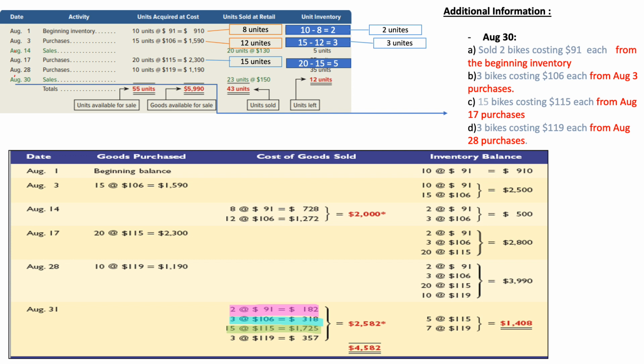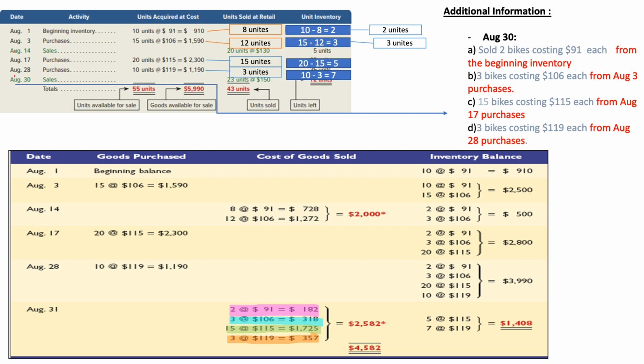Again, in D of the additional information, they told me they sold 3 bikes costing 119 from August 28 purchases. If I go to August 28 purchases, we have 10 units, and they sell 3 units. So if I have 10 units and I sell 3 units, how many units are left from this August 28 purchases? 7, because 10 minus 3 will give me 7. So I'm going to record here 3 multiplied by 119. If I take the total of all of the sales here, I'm going to get 2,582.